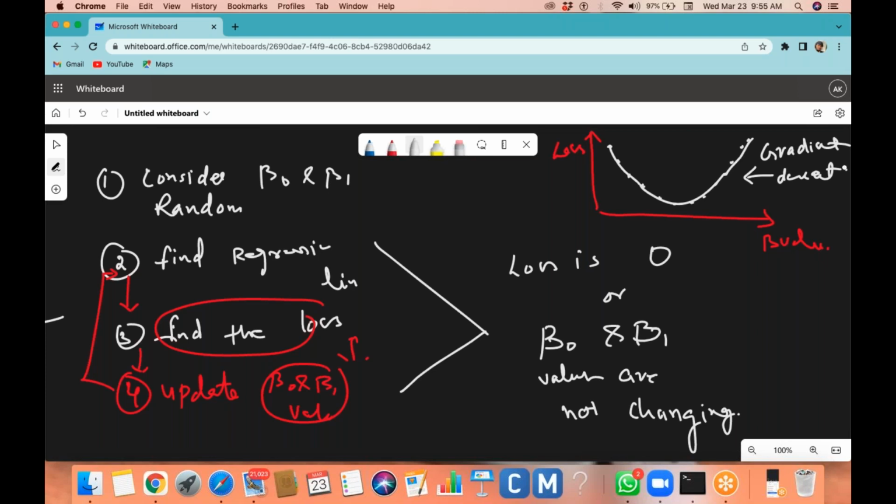Is it clear? Is it clear or not? Yes, sir.